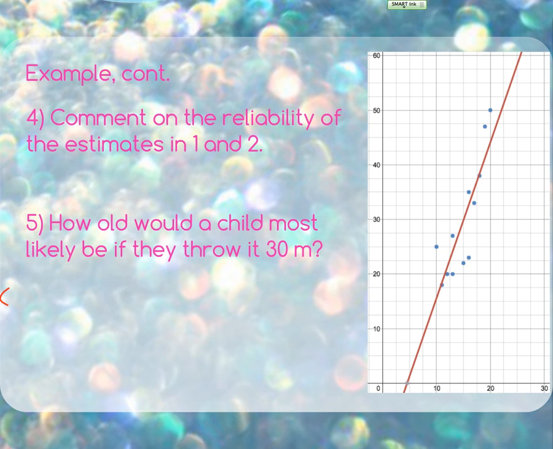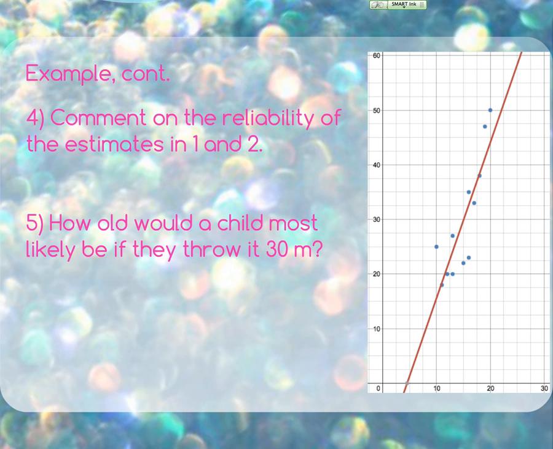So what do you think the reliability is of those estimates? Which one would be more reliable, the one about the 14-year-old or the one about the 8-year-old? Which one's probably more accurate? The 14-year-old, because it was interpolation. So even though we made an estimate for an 8-year-old, it's not as accurate because it was outside of the poles.